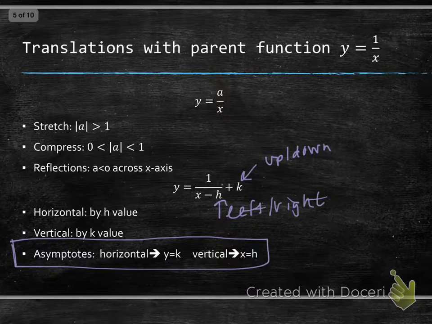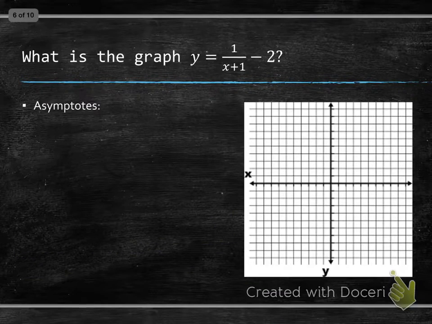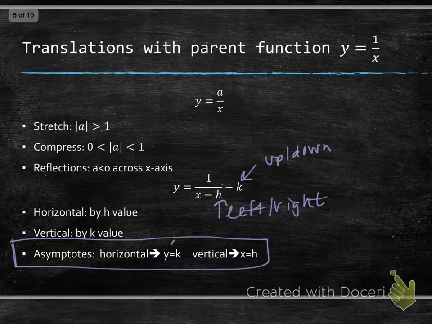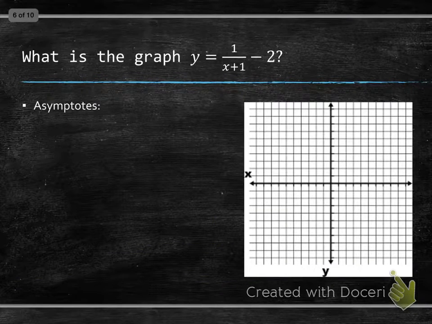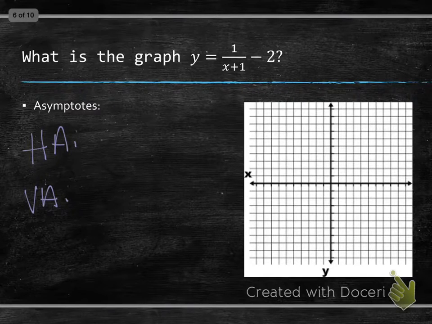Okay, so this is a big thing to remember with these ones. Horizontally, it's going to be y equals whatever your k value is. Your vertical is going to be x equals whatever your h is. So that's the key with these ones, is remembering y equals and x equals, and what letters go with each. Okay, so my first one, if I think back here, horizontal was y equals, so I'm going to say HA for short, for horizontal asymptote, and vertical.